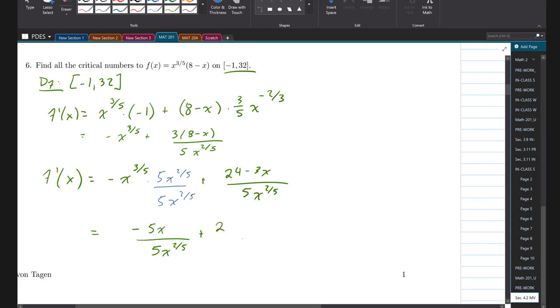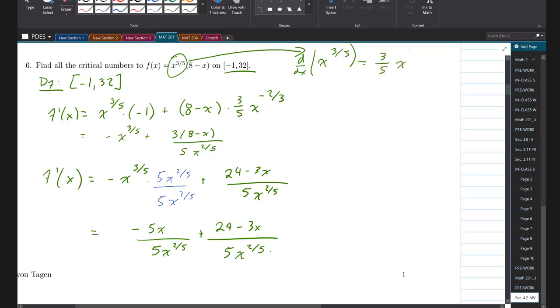Would it be to the 5x to the 2/3? I think that it's to the 2/5 here. Great question. The reason why is because the original function was x to the 3/5. And so when we took its derivative, we brought down the exponent, and then we subtracted 1 from the exponent. So that'd be 3x to the 3/5 minus 5/5, which is how we ended up with x to the minus 2/5. That's where that 2/5 factor started showing up.